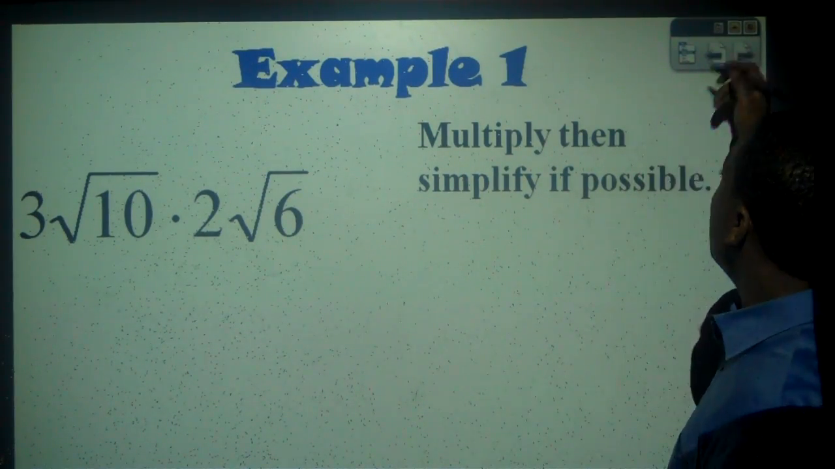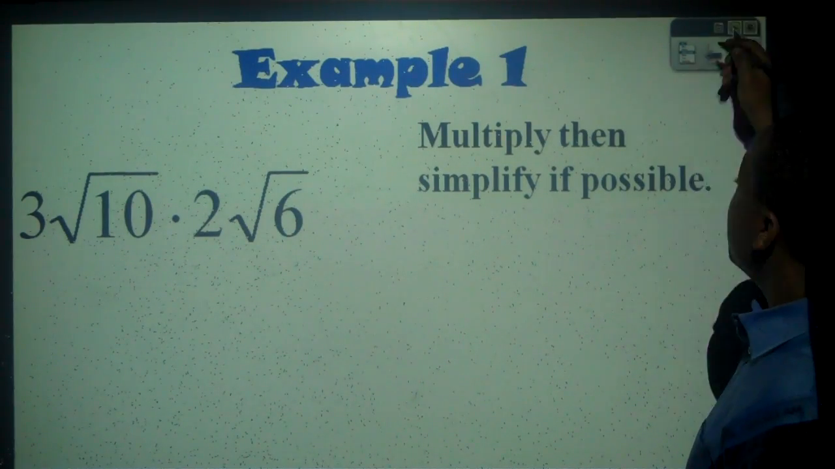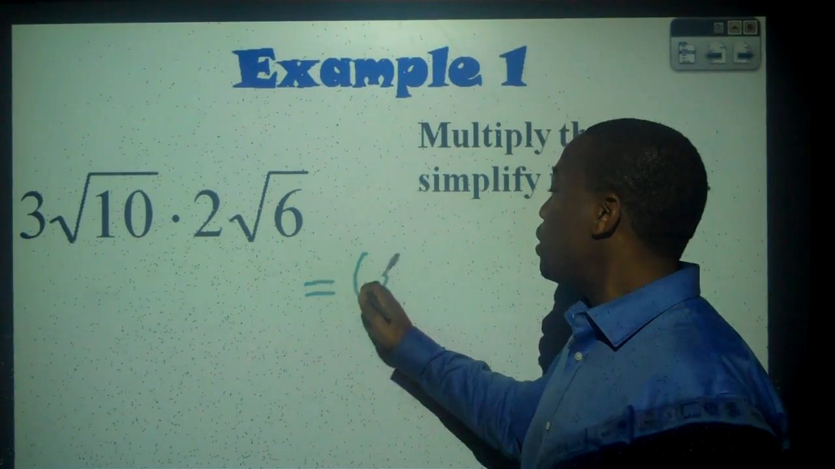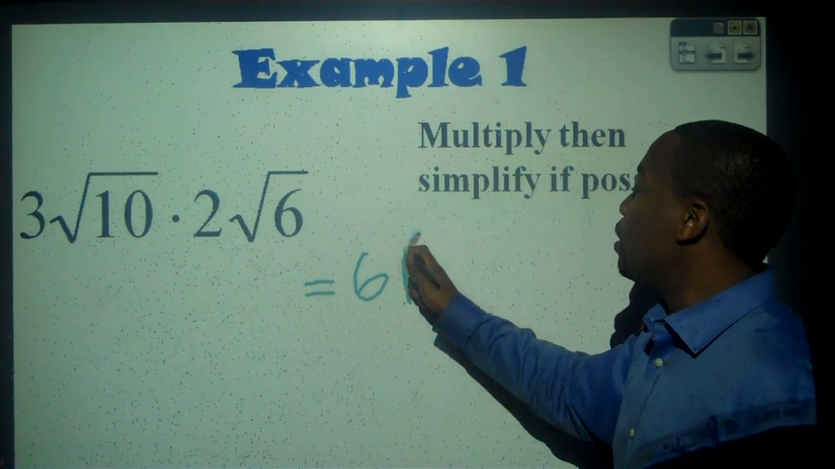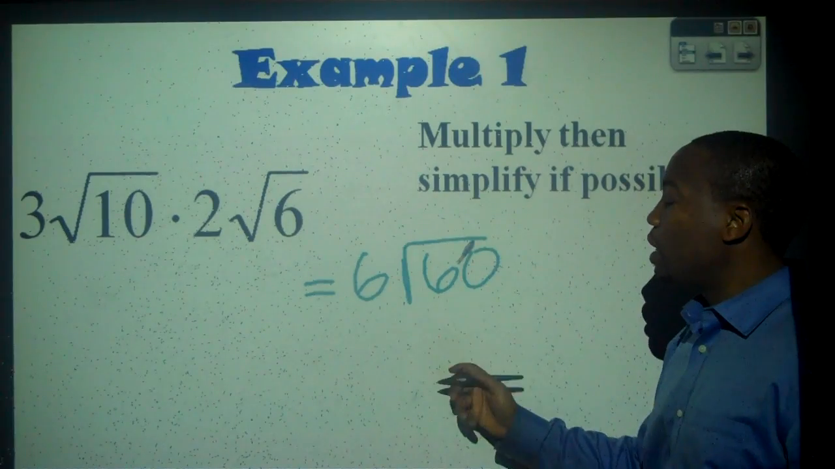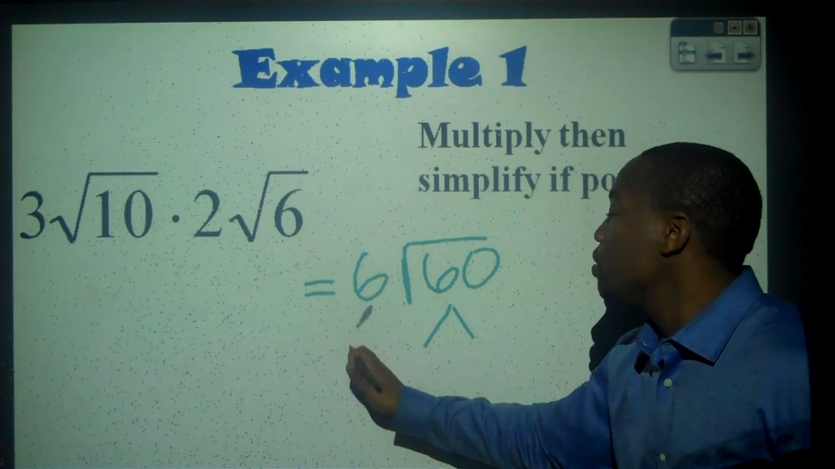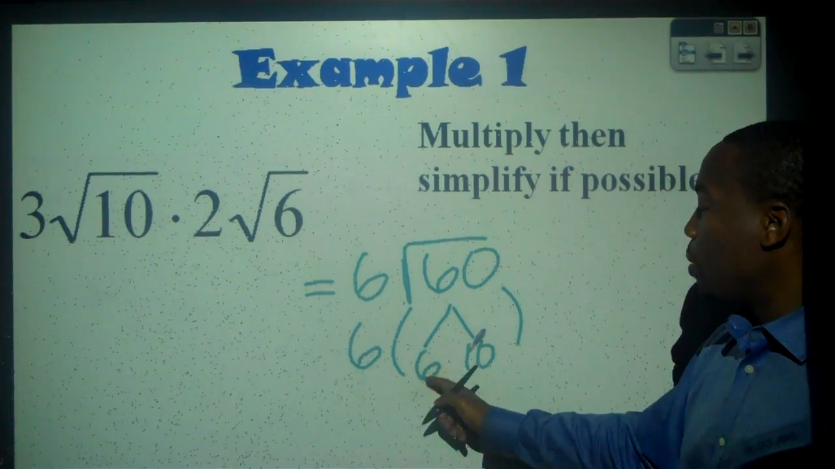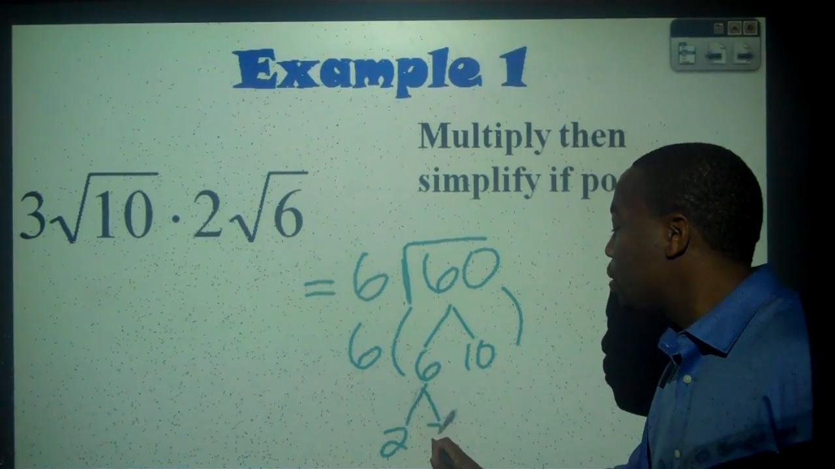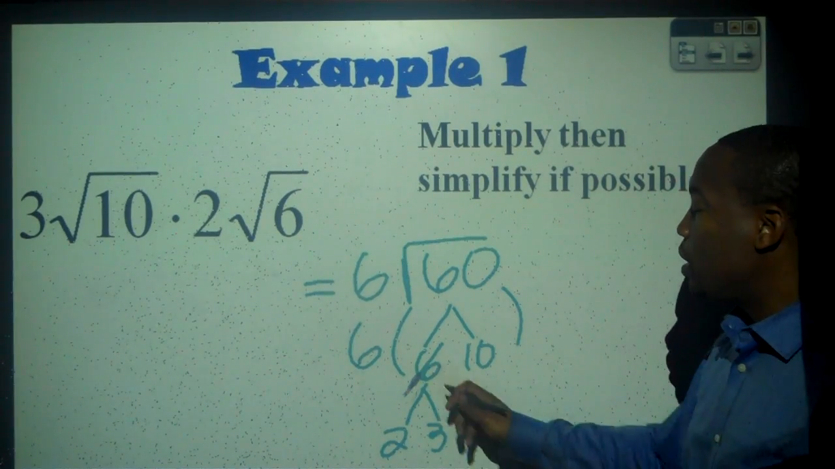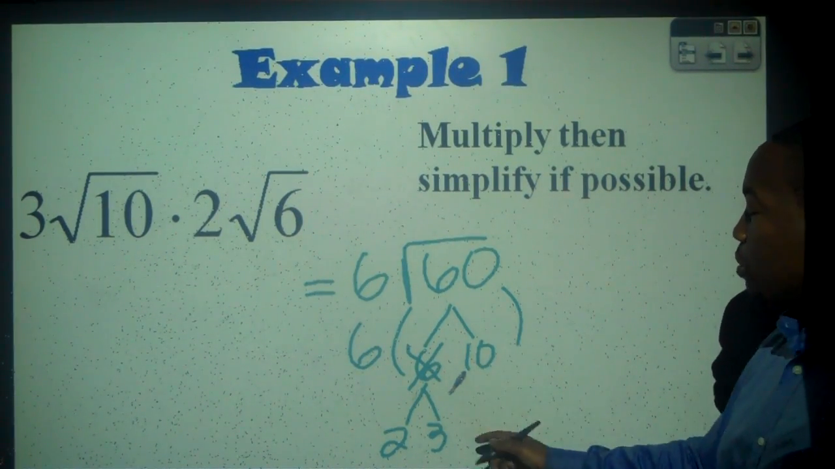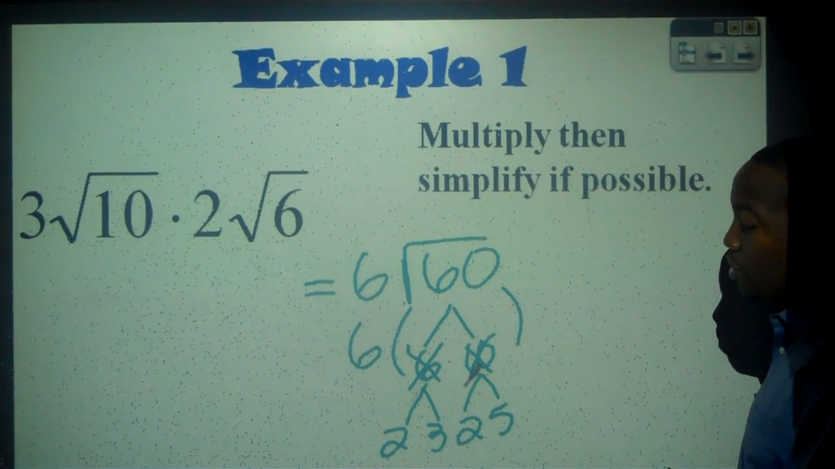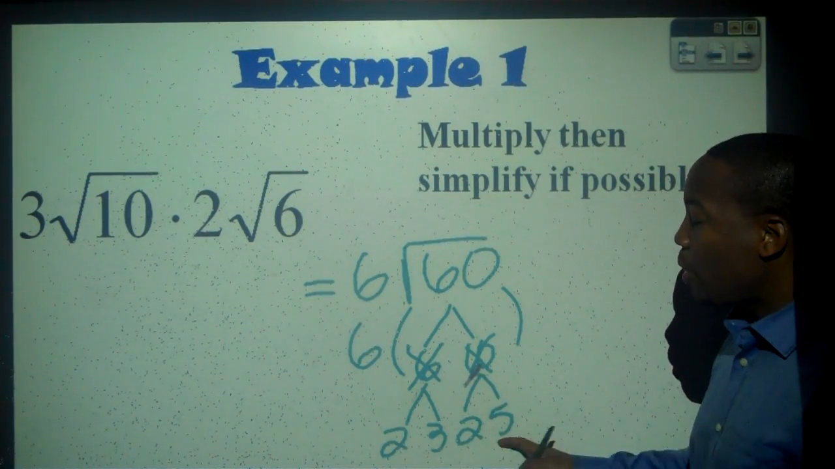So first things first, we multiply the outside times the outside. So 2 times 3 will give me 6, and what's inside would be 60. Now let's break this down. Let's break down the 60, which would be 6 and 10. Now I can break that down again to 2 and 3. I'm going to cross that out because I'm really done with it. Now I'll also break this one down to 2 and 5, and I'm going to cross that out because I'm done with it, because I've already reduced it. Now it's down to its prime numbers.